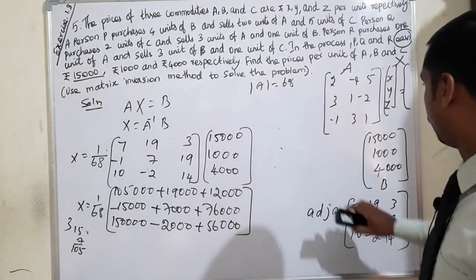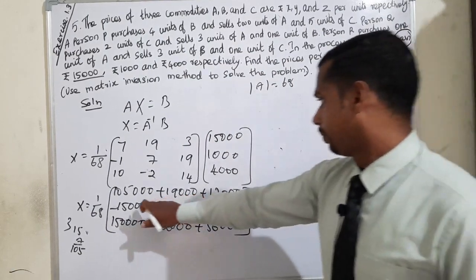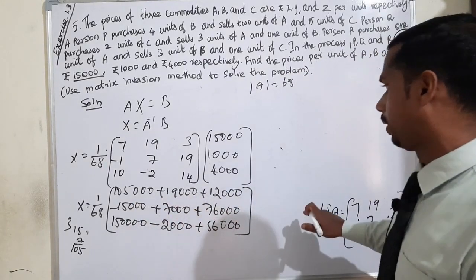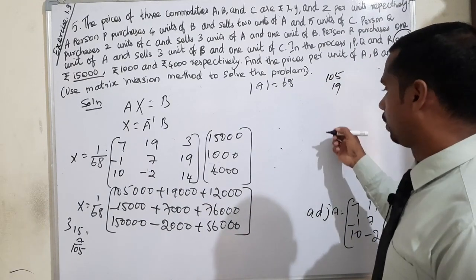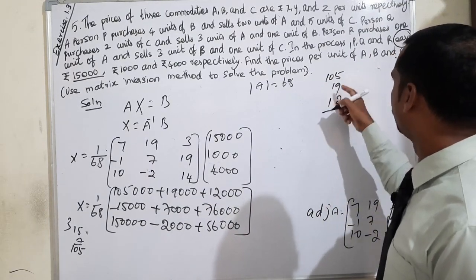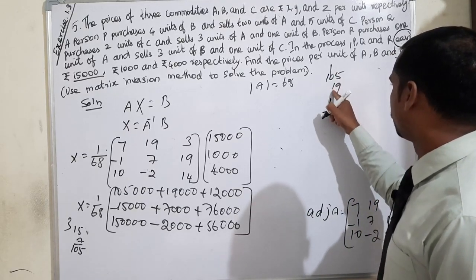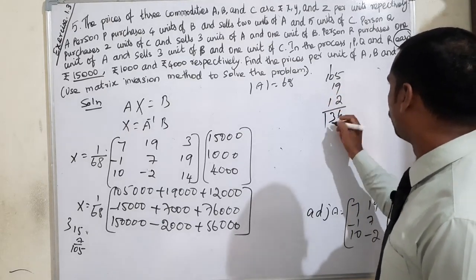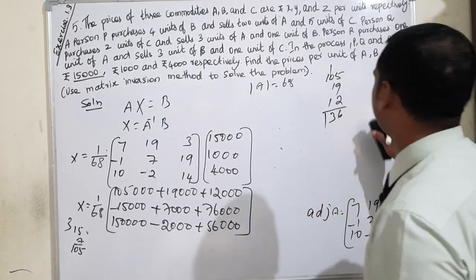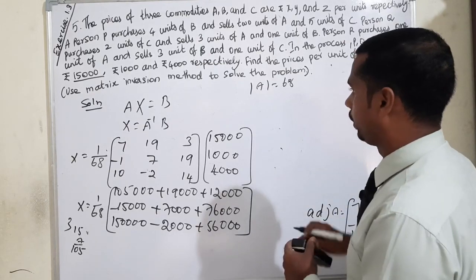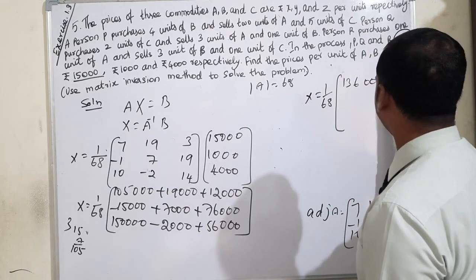Listen now, so adjoint of A is clear. Now first row, everything positive, isn't it? Everything positive means 105, 19 and 12. Add it now. So 9 plus 5, 14, 14 plus 2, 16. So 1 is there, 1 plus 3, definitely 3 will come, 136. And 3 zeros will be added. So X is equal to 1 by 68, 136, and 3 zeros will be added.